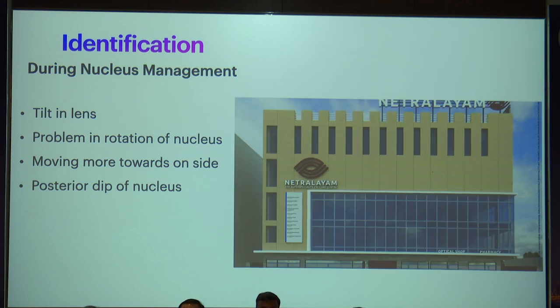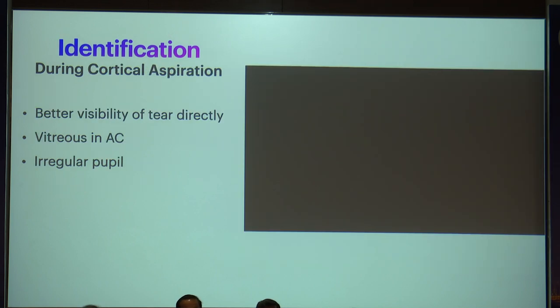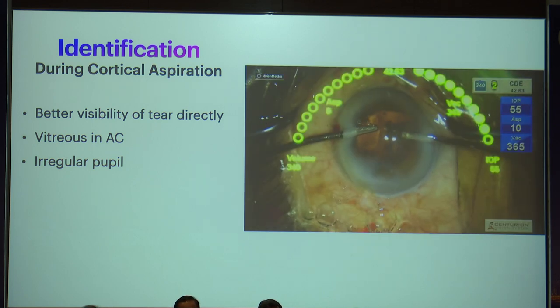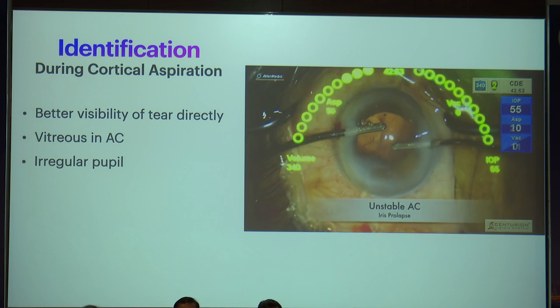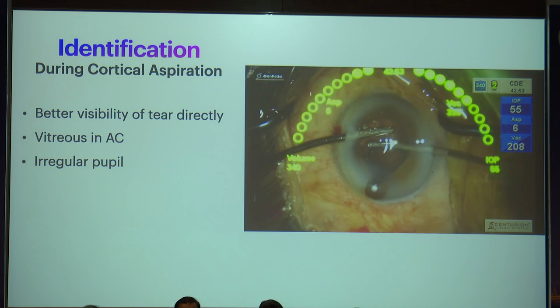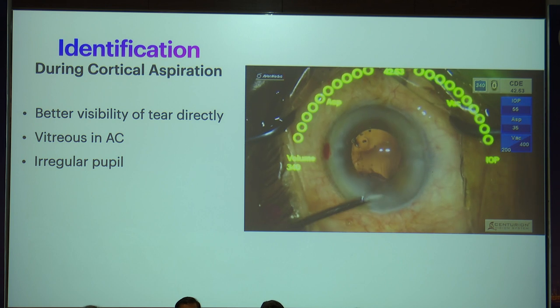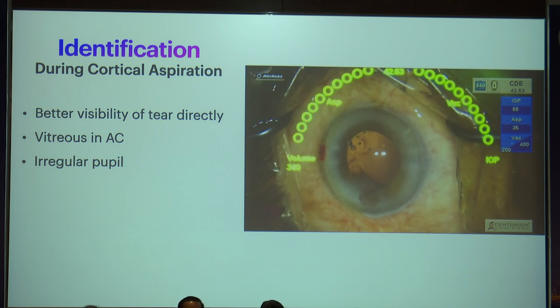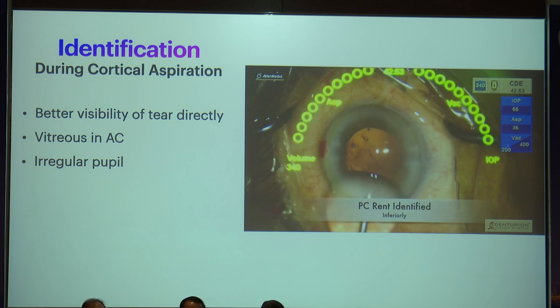And it's gone now. So at this point, you call your VR surgeon. Next is during cortical aspiration, better visibility of the tear directly. And this was again a very hypermature cataract. And in the AC, because of manipulation during surgery, there is sudden shallowing of the AC due to the iris coming into the port. And at this point, what you see is the PC rent has occurred.